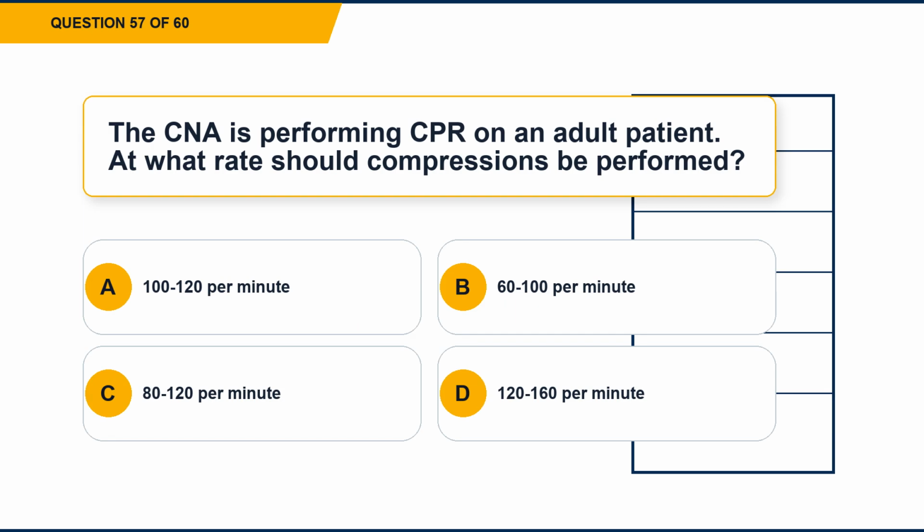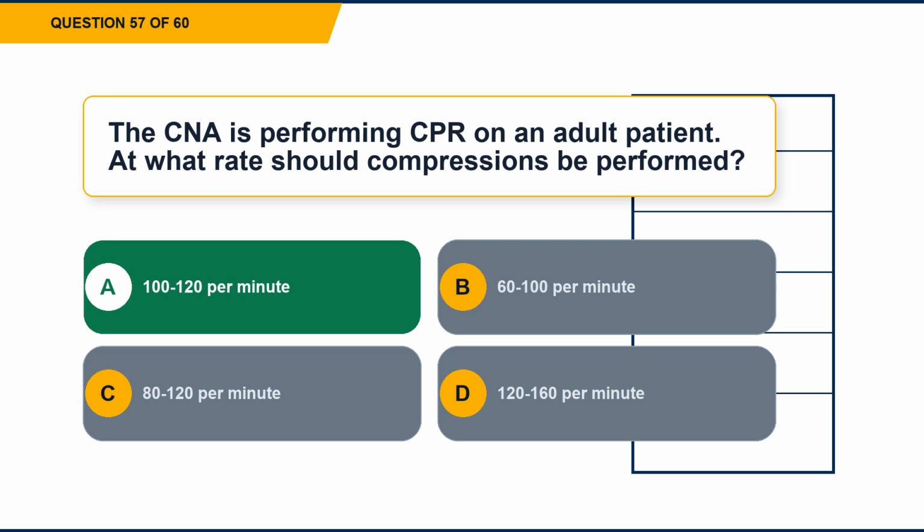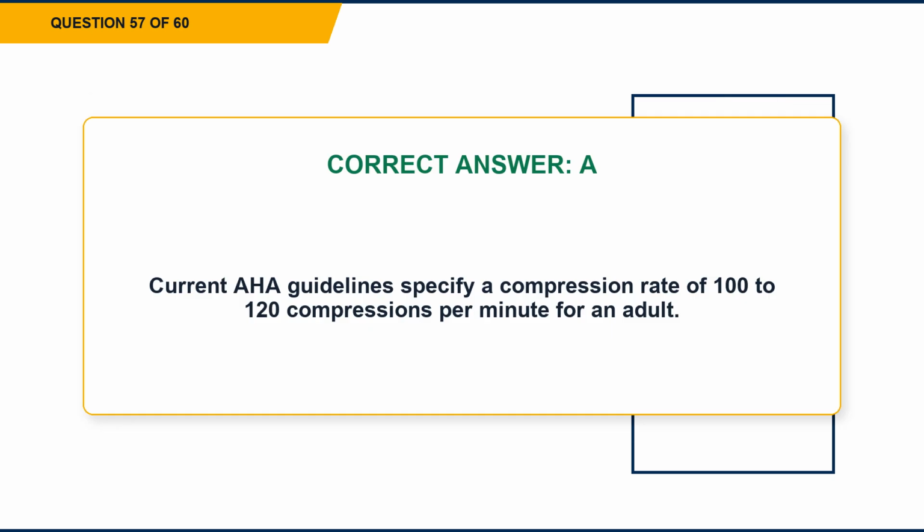Question 57. The CNA is performing CPR on an adult patient. At what rate should compressions be performed? Option A. 100-120 per minute. Option B. 60-100 per minute. Option C. 80-120 per minute. Option D. 120-160 per minute. The correct answer is option A. 100-120 per minute. Explanation. Current AHA guidelines specify a compression rate of 100 to 120 compressions per minute for an adult.